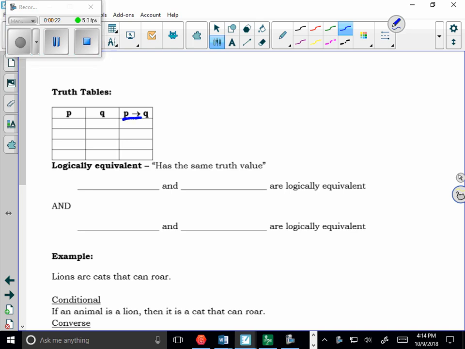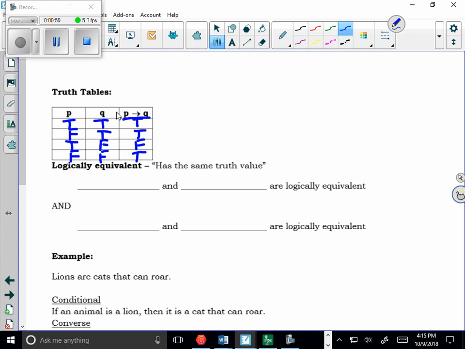So let's take a look at this. We're going to do it in the same way that we did the other ones. We're going to assume all of our different cases. They're both true. The first one is false and the second one is true, or true then false, or false then false. The most important thing that you need to know about a conditional is the only way to make it false is if only my conclusion is false. And let me show you why.